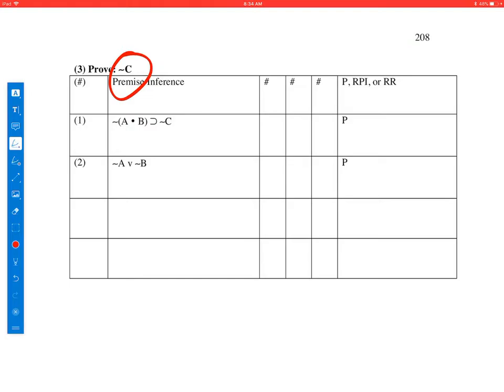Here, our job is to find not C. Not C is in the consequent of line 1, which means that we have to get the antecedent and do a modus ponens. We're looking for a not A and B, which we don't seem to have, but we can do this one of two ways. Let's do it this way.